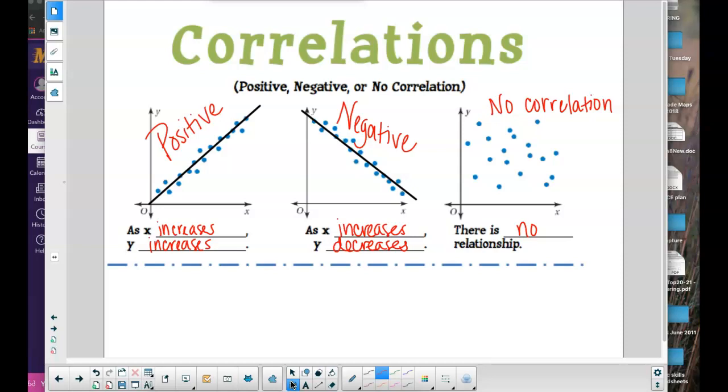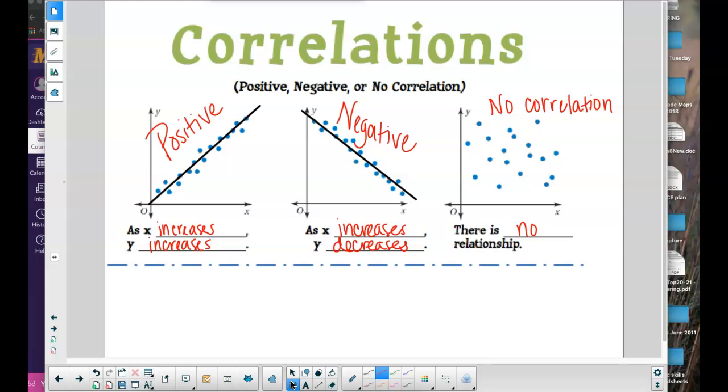Okay, and then no correlation, that would be like your shoe size and your bowling score. Does your shoe size affect how you bowl? Not unless you have clown feet, right? But probably not. So it doesn't matter what size shoes you wear, your bowling score may be all over the place. Okay, so that has no correlation between those things.